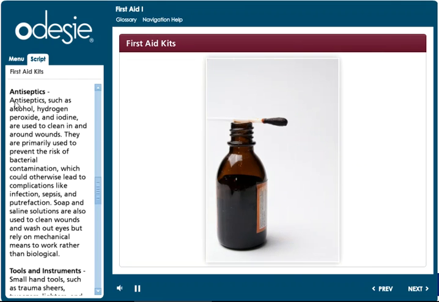Antiseptics, such as alcohol, hydrogen peroxide, and iodine, are used to clean in and around wounds. They are primarily used to prevent the risk of bacterial contamination, which could otherwise lead to complications like infection, sepsis, and putrefaction. Soap and saline solutions are also used to clean wounds and wash out eyes, but rely on mechanical means to work rather than biological.